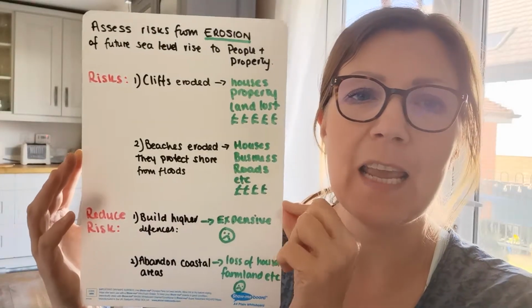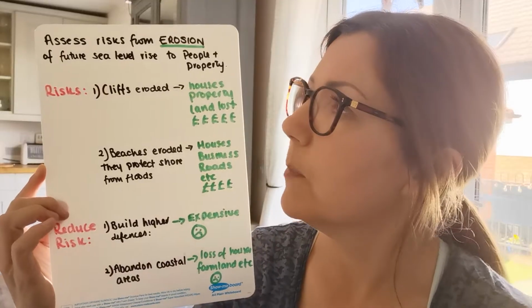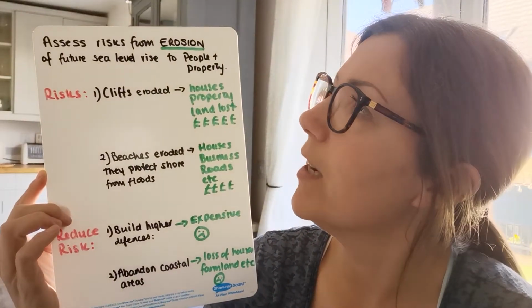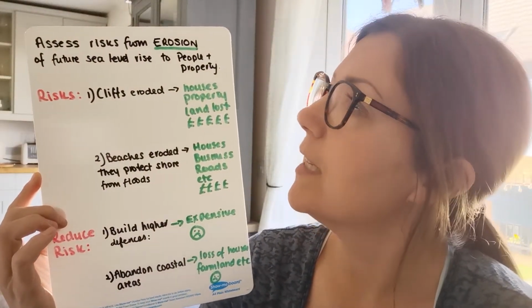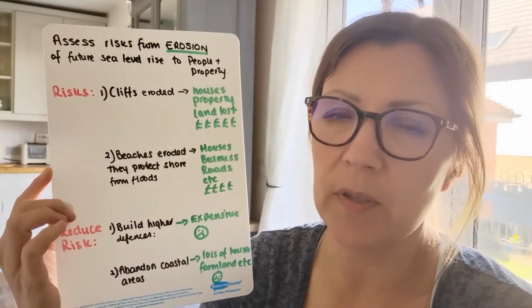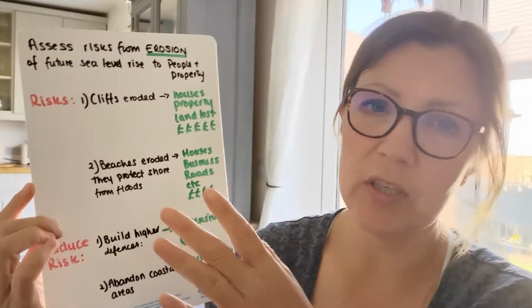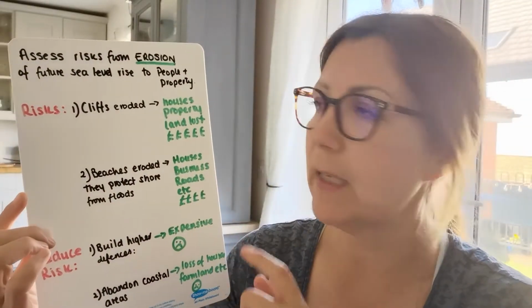So as you can see, here is the picture with the writing on, and I'm going to go over some of these points. So the question is, assess the risks from erosion of future sea level rise to people and property. So assess always means weigh up, doesn't it? So it's saying weigh up the risks from erosion of future sea level rise to people and property.